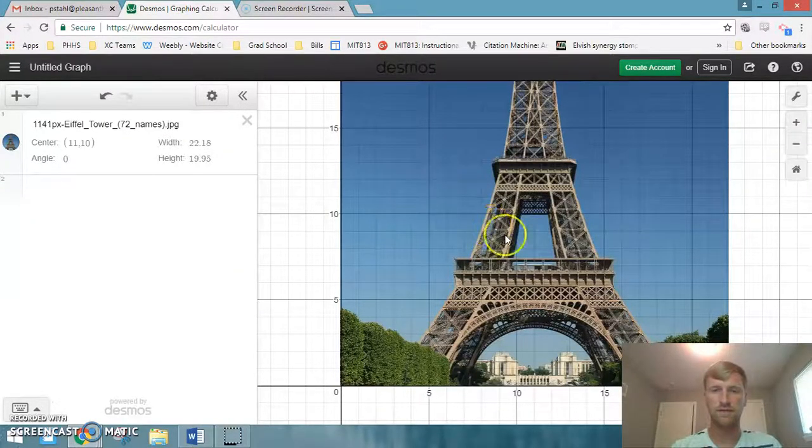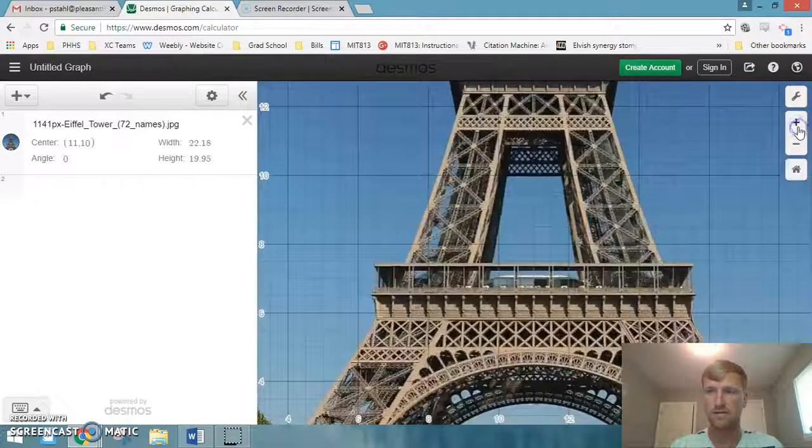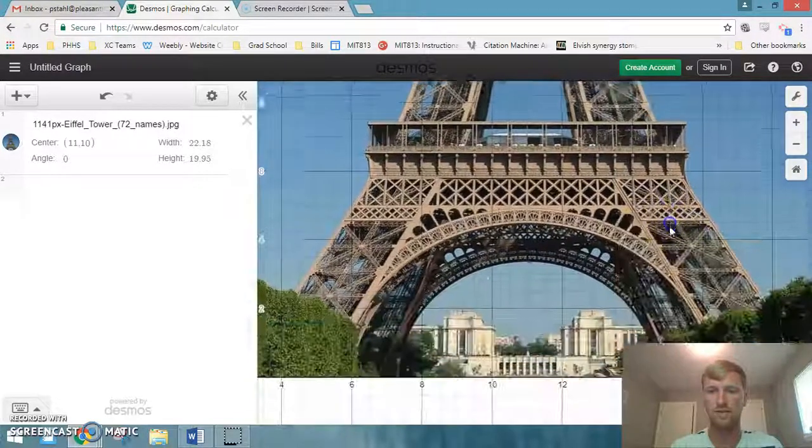I've uploaded the Eiffel Tower into Desmos Graphing Calculator, and prior to this video I made some changes and oriented the Eiffel Tower so that the bottom left of the image was closer to the origin. In order to map this parabolic curve right here, I decided to use the method of finding a point on the graph and the vertex of the parabola.